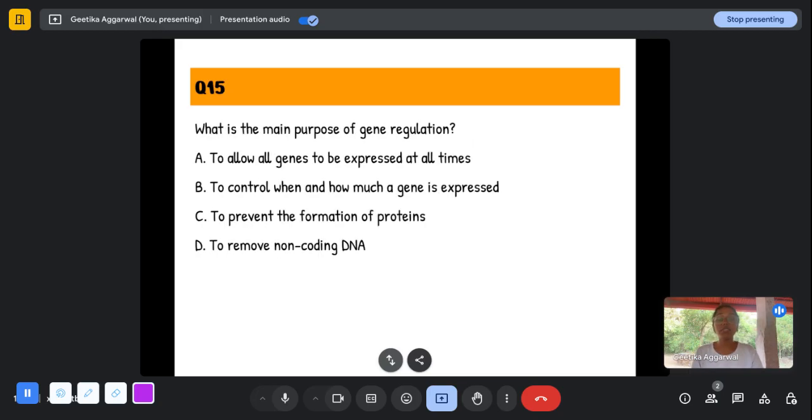Question 15. What is the main purpose of gene regulation? So, what is the purpose of gene regulation? Why do you need it? Is it to allow all genes to be expressed at all times, to control when and how much a gene is expressed, to prevent the formation of proteins, or to remove non coding DNA?